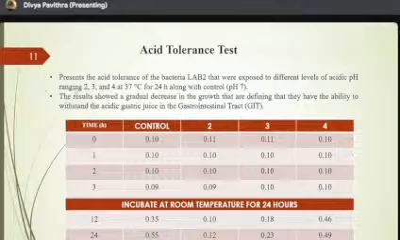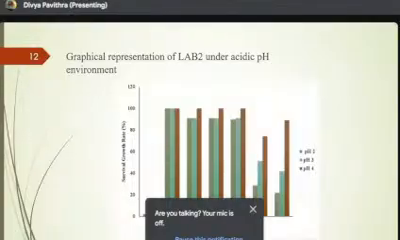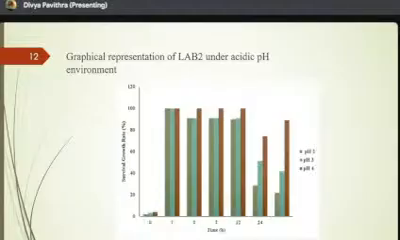For 24 hours it has the ability to withstand the acidic pH, and the bacteria is growing. This is the graphical representation for the 24 hours growth curve, for all the pH values that is 1, 2, 3, 4, when you are comparing the fourth pH.